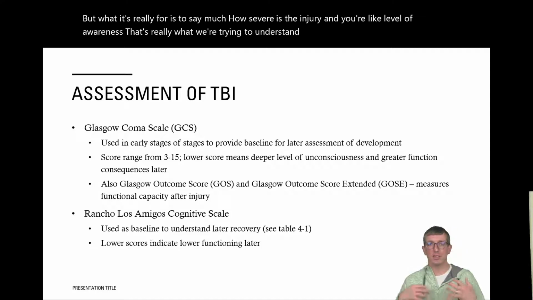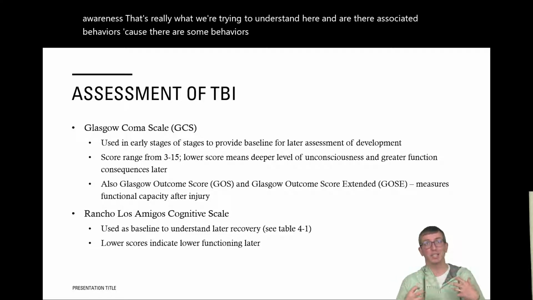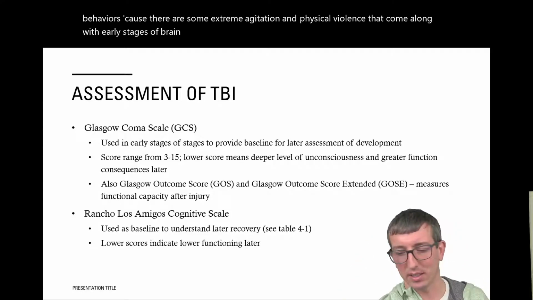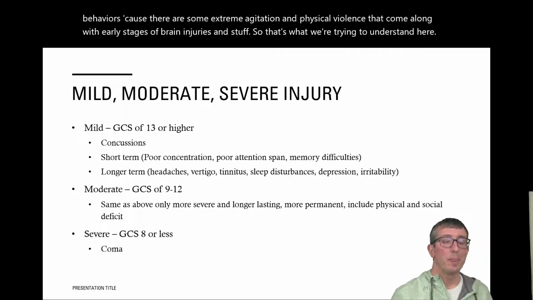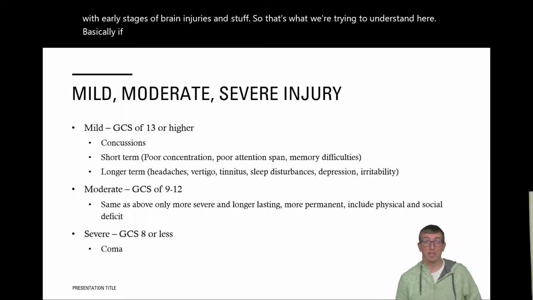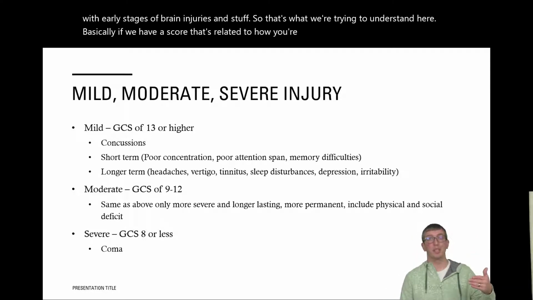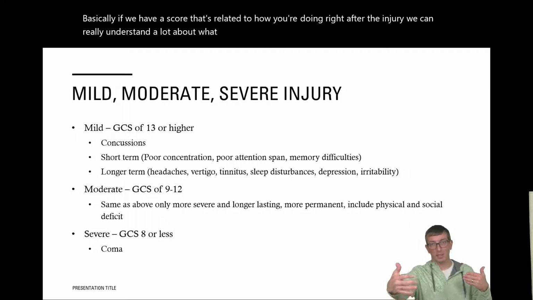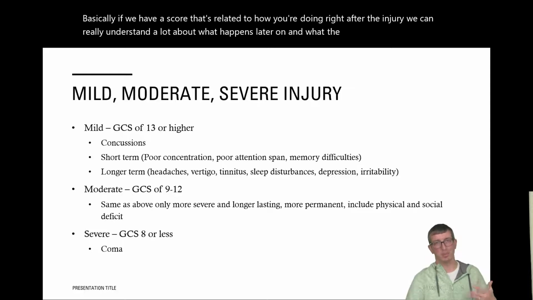And are there associated behaviors? Because there are some behaviors like extreme agitation and physical violence that come along with early stages of brain injuries. So that's what we're trying to understand here. Basically, if we have a score that's related to how you're doing right after the injury, we can really understand a lot about what happens later on and what the likely outcome is. That's really the goal of this.